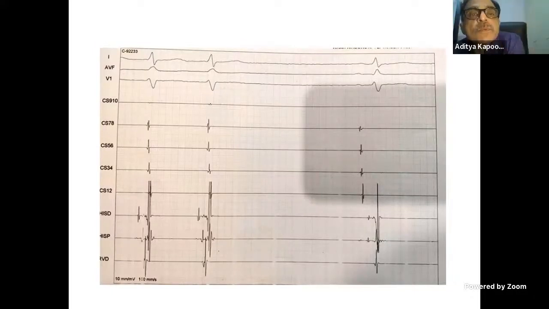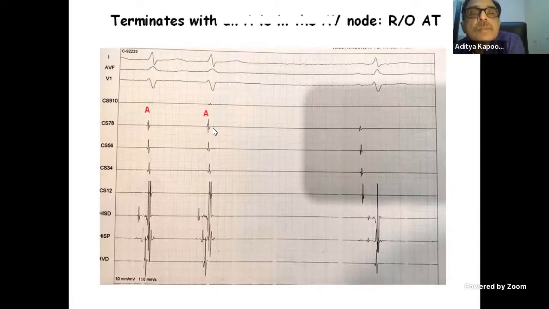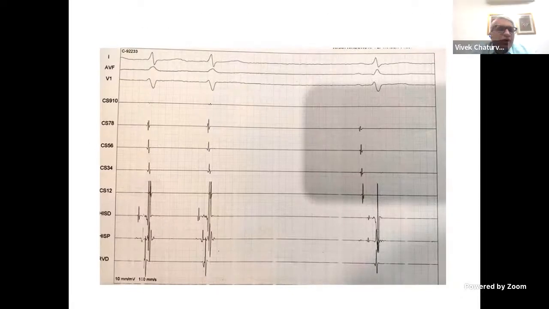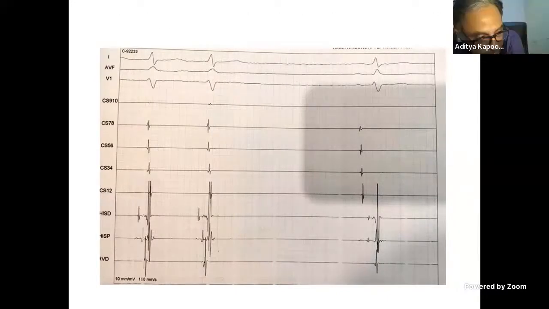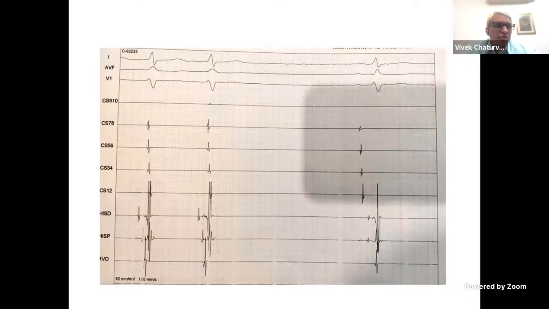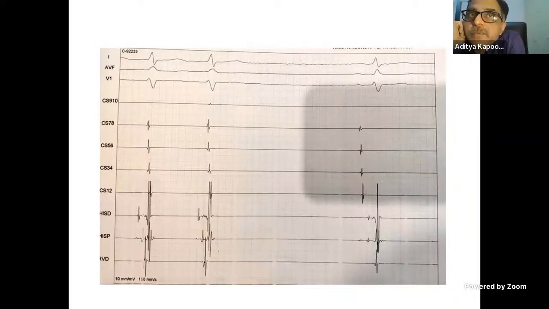So this is the corresponding intracardiac of this patient. As we were discussing, this is a sharp A signal in the CS. So it terminates with it. Yagnik, why shouldn't it terminate with an A? I said, why shouldn't an atrial tachycardia terminate in an A? Why does termination with an A rule out an atrial tachycardia?